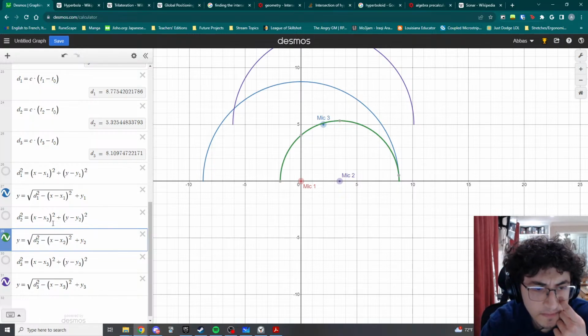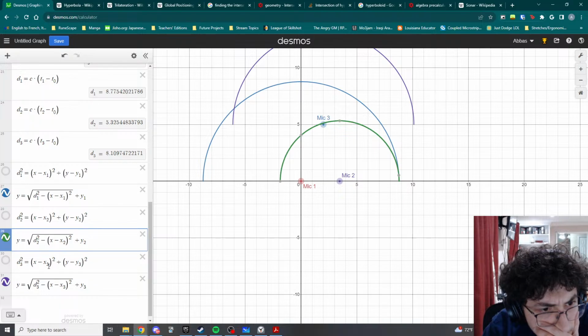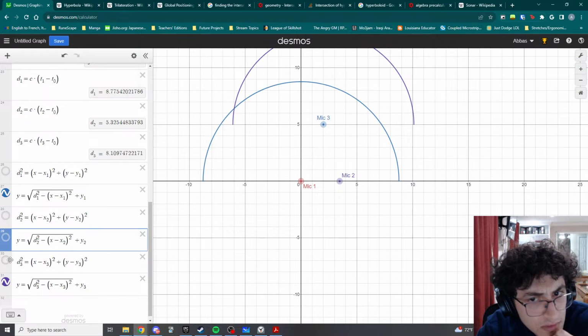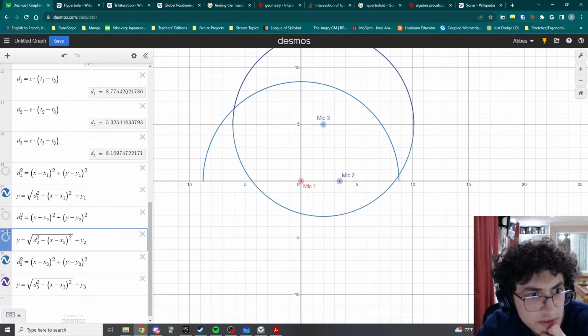I feel like I messed up somewhere. I've definitely messed up somewhere. I'm just not sure where. We subtracted this, squared it, took the square root, and then added the y2. Yep. Nope. Okay, I did not mess up.